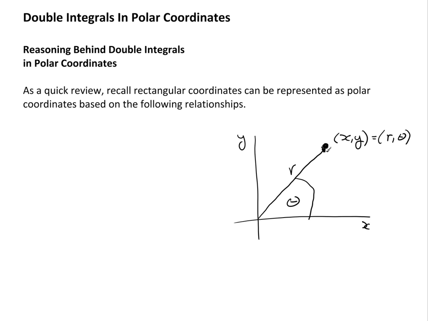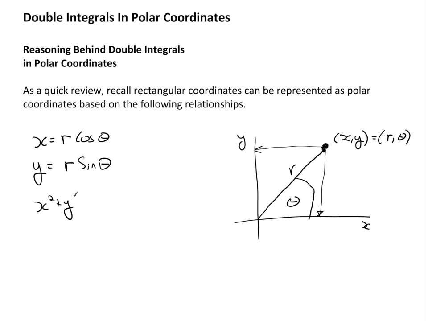And then that gives me a relationship, because now I can think in terms of x as simply being r times cosine of theta, and then y, of course, will be r sine of theta. And we also have the relationship x squared plus y squared equals r squared.